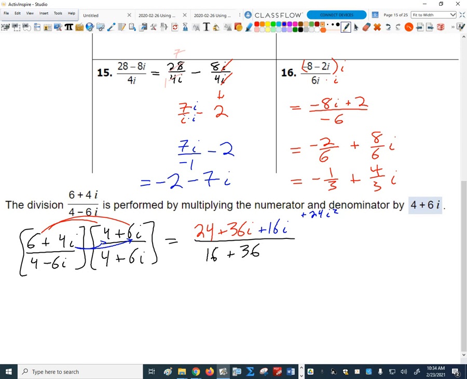Well, what's that going to be? What's 24i squared? Negative 24, right? The i squared becomes negative. Good. So all this just becomes minus 24. Okay. And then we can combine like terms on the top.